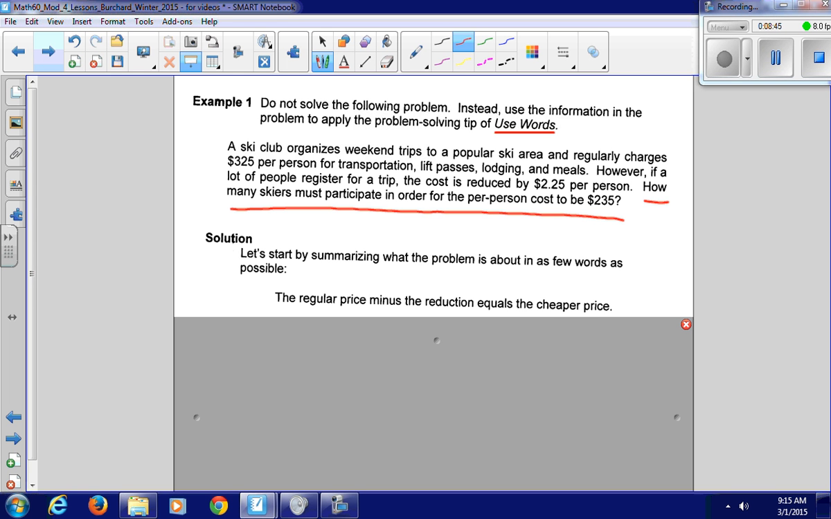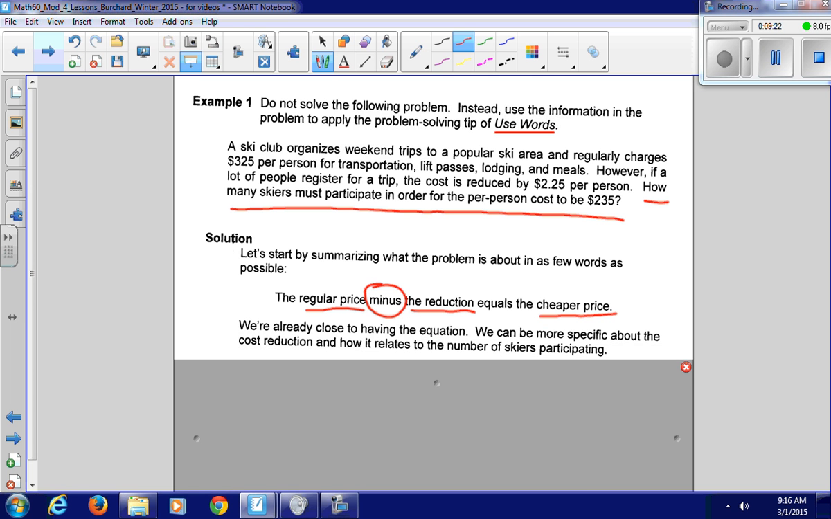We go back, reread the problem, and realize, well, there's a regular price for these weekend trips, but then if they get enough people, they reduce the cost. At this stage, we're not worrying about what the exact reduction is. We're just saying, well, there is a regular price and there is a reduction, and if we subtract them, then we'll get the cheaper price. So we're not at this moment putting any numbers in, worrying about exactly what it is.